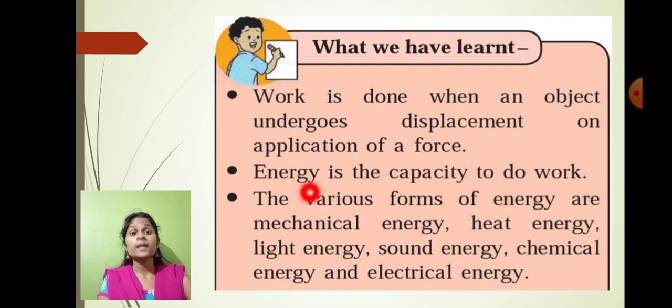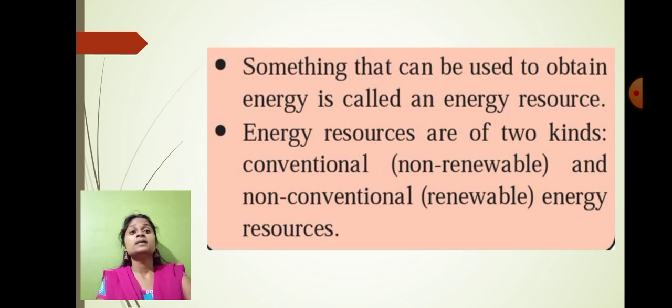What do you mean by energy? The capacity to do work is called what? Energy. The various forms of energy are mechanical energy, heat energy, light energy, sound energy, chemical energy, and electrical energy. Things that can be used to obtain energy are called energy resources. Energy resources are divided into two types: conventional resources and non-conventional resources. Non-conventional resources are also called renewable energy resources, and conventional resources are called non-renewable. I hope whatever we have learnt in this chapter, you have understood.